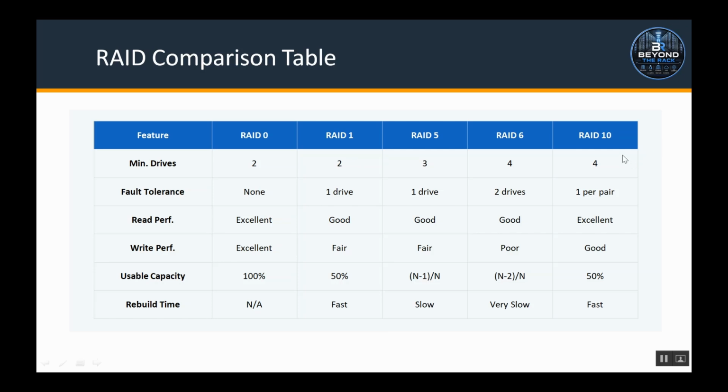RAID 10, you need at least 4 drives. It has fault tolerance for one drive failure per pair. It has excellent read performance and good write performance. Usable capacity is 50%.